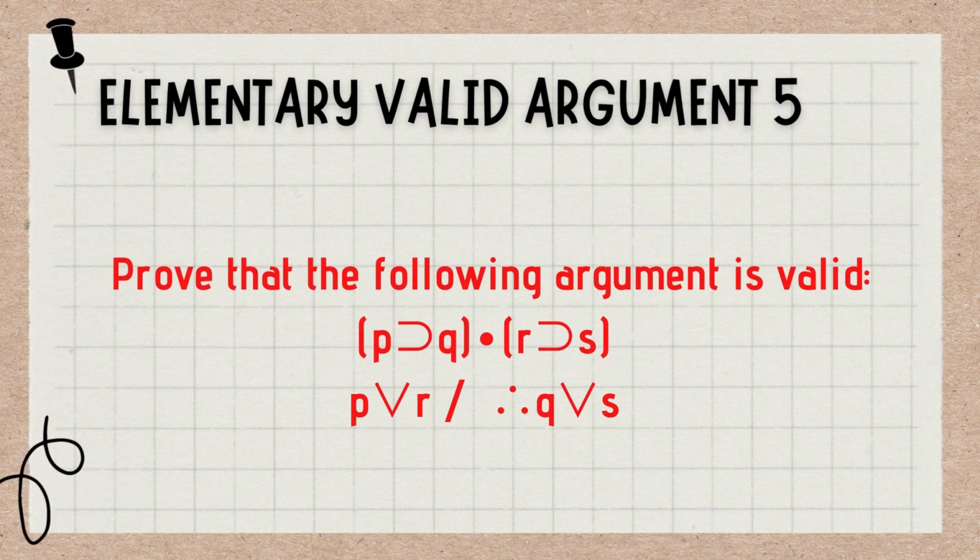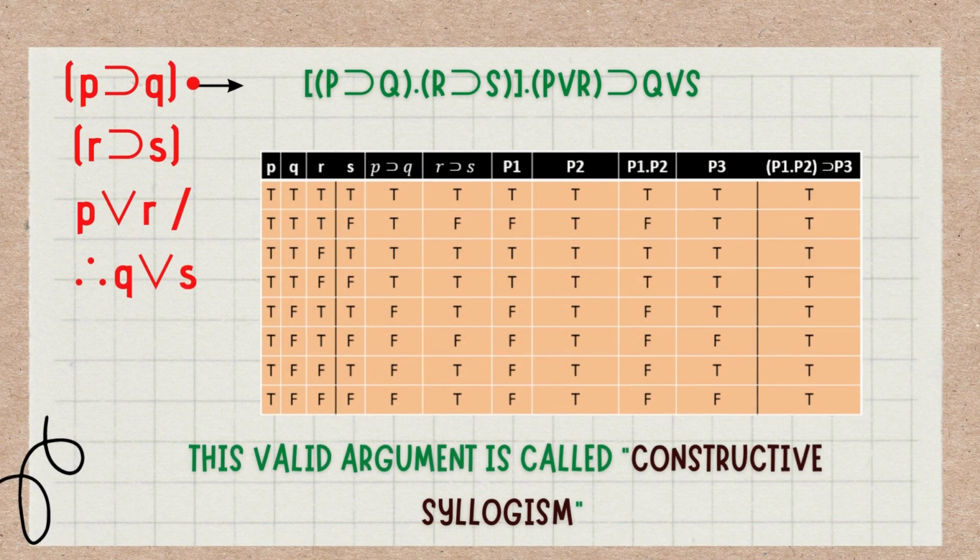So how to prove this fifth valid argument? Same as P implication Q, conjunction R implication S, and again we will be conjuncting P disjunction R, and then finally the whole thing implication Q disjunction S. As you see here, I have mentioned it. So this is what we call constructive syllogism. If you see, for every valid argument, the conclusion will be true, whereas in an invalid argument, the conclusion will be false.